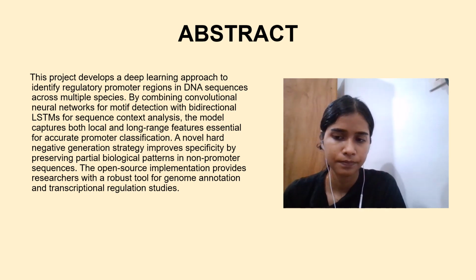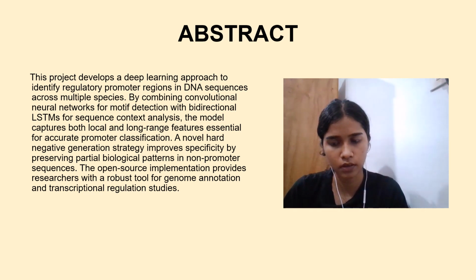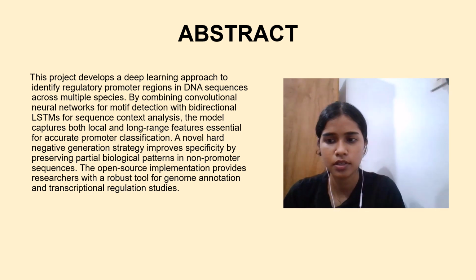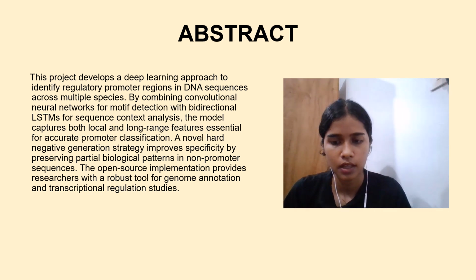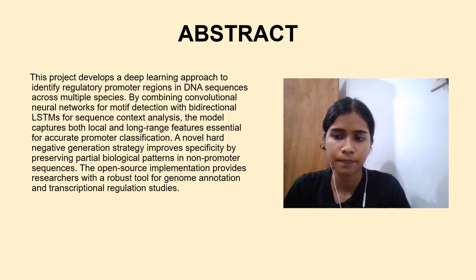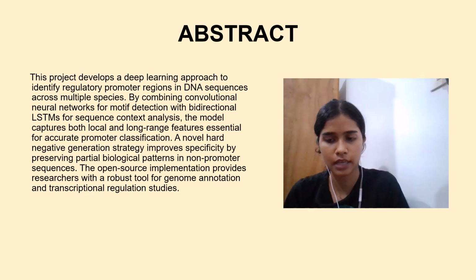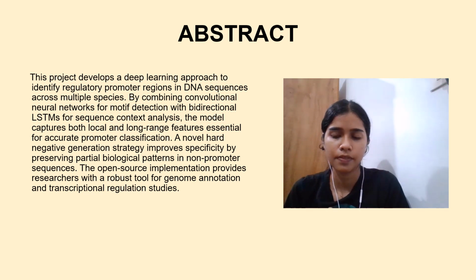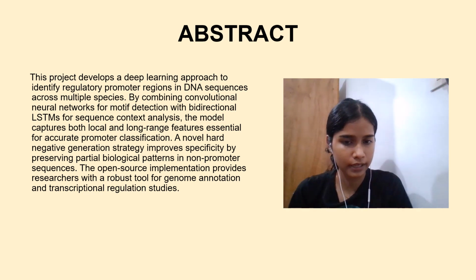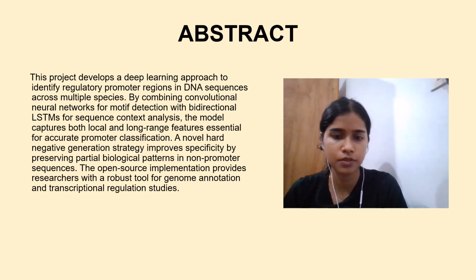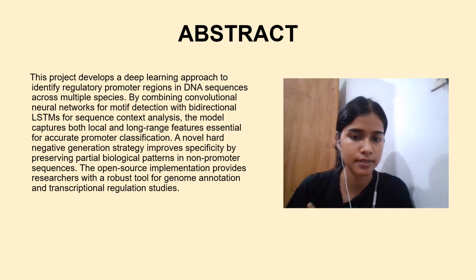sequence context. To reduce false positives, we have implemented one more thing, which is to generate hard negatives, that is sequences that look like promoters but they actually aren't, by strategically randomizing only 12 out of 30 segments of real promoters. This preserves biological realism while training the model to spot subtle differences.